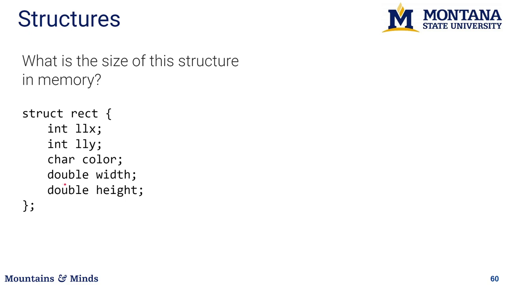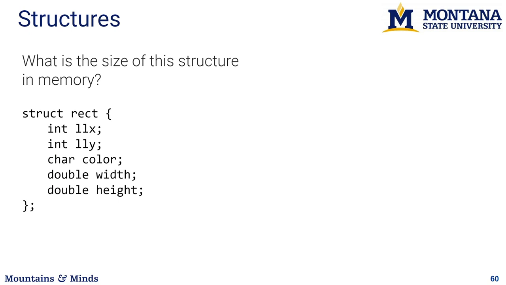So if we look at integer LLX, that will be 4 bytes. Here's another 4 bytes. Here we have another byte. And then here we have 8 bytes and 8 bytes used to store the double. So we have 4 + 4 + 1 + 8 + 8. Well, it turns out it's actually not so easy.